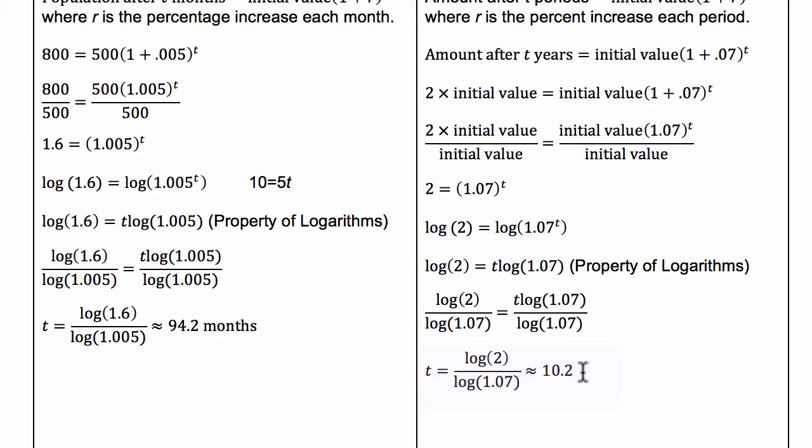Finally, we need to label our answer. Since t is our independent variable, and our independent variable is in years, 10.2 is the number of years it will take for our investment to double.